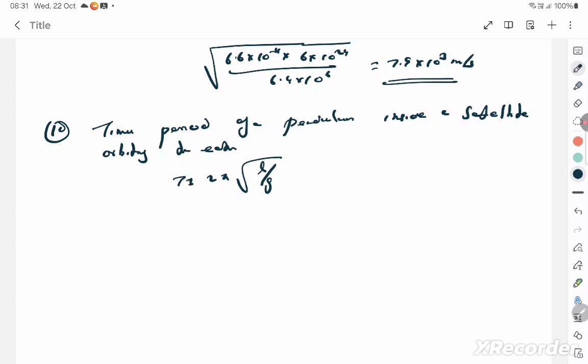and g itself is 0 meter per second square. When I substitute 0 here, you get time to be infinity. So the time period of a pendulum inside a satellite orbiting the Earth will be infinity. Since there is no gravity inside the satellite orbiting around the Earth, you can substitute g as 0 and the time period will get to infinity. This is one of the MCQs in an exam. So let's go to the next question.